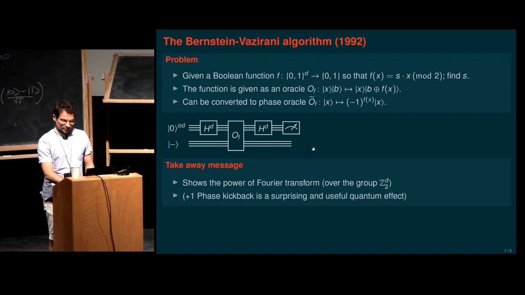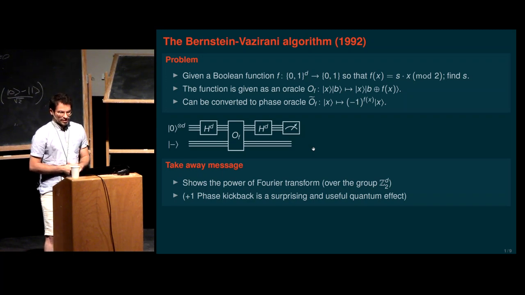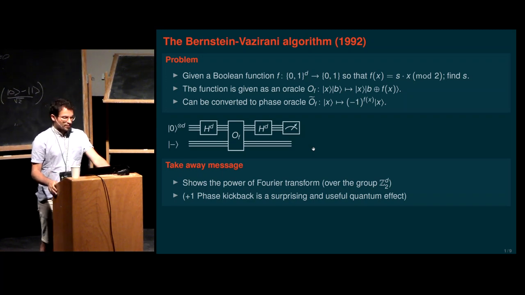So I will put some exercise about this to the exercise sheet. If someone didn't see this algorithm, then can work through this computation. It's really a one-line computation. So once again, we use the kickback and the power of Fourier transform. And here, it's a very nice property of this algorithm that it seems like it does something impossible.